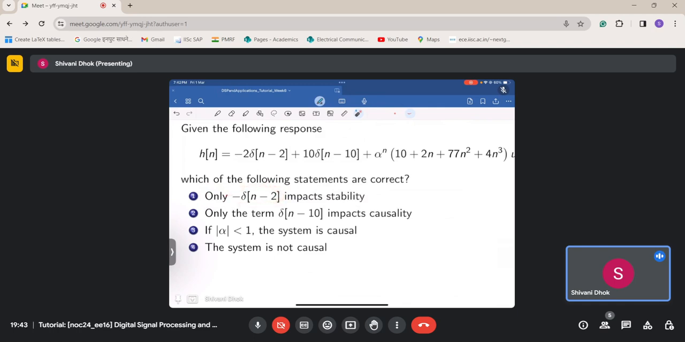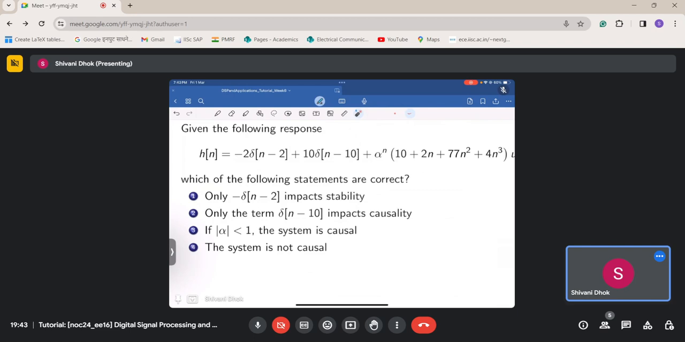The next statement is that only the term delta n minus 10 impacts causality. Now this delta n minus 10 is itself located at n equal to 10. It is not giving you an impulse at negative values of n. So in order to break causality, this term won't be a culprit.